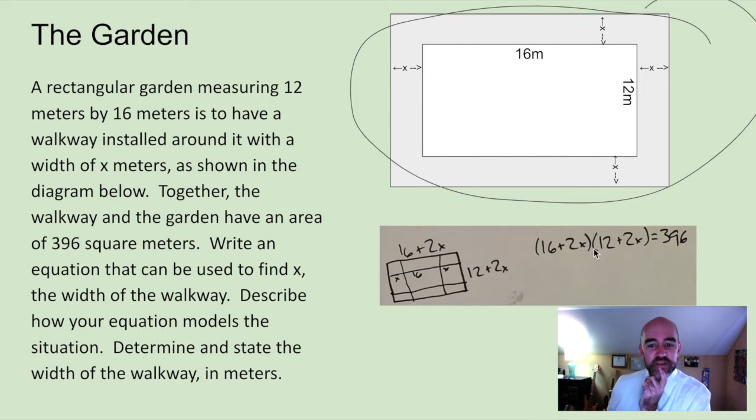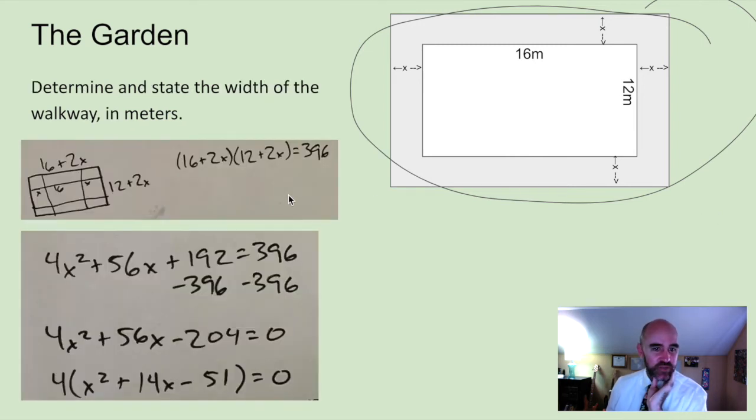So now that we have this equation, what can we do? Well, if this were equal to 0, we could say that one of these factors is equal to 0, but it's not. It's equal to 396. So let's expand these terms and see what happens. So I'm going to take those terms, and I'm going to expand them and get this. 4x squared plus 56x plus 192 equals 396.